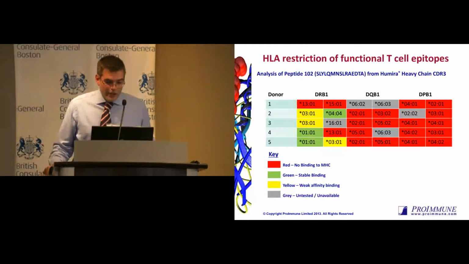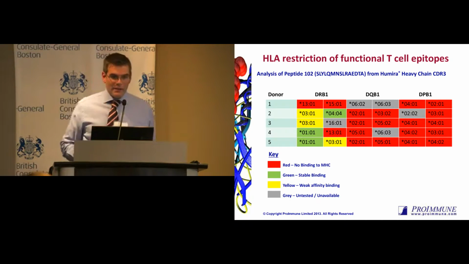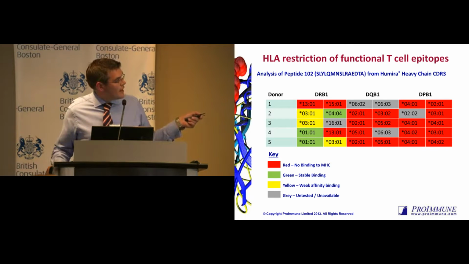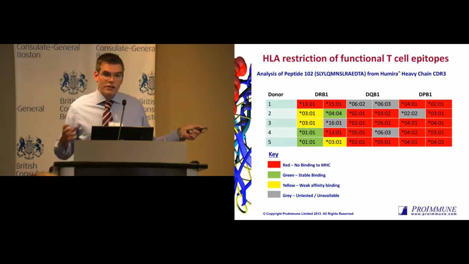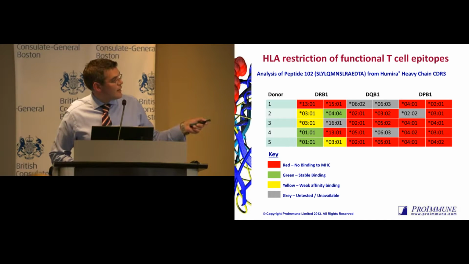So back to the Humira story. This is our peptide 102, which we identified in both the Propresenter assay but also in the functional PBMC T-cell assay. So I'm just going to zoom in on this particular peptide as a way to describe the story. This peptide, amongst others, was screened in the binding assay, and these 5 donors here are actually 5 donors that responded significantly to this peptide in the PBMC T-cell assay. And if we look at the HLA restriction of these donors in the PBMC T-cell assay, we see that they're DR1301, 1501, DQ0602, 0603, DP04 and DP02, etc., etc.